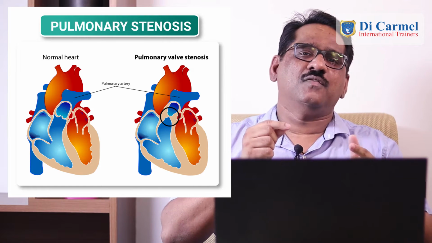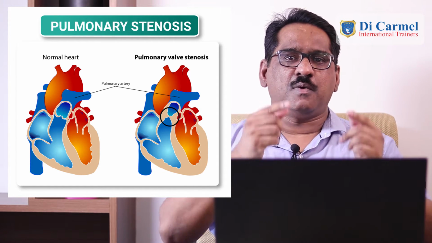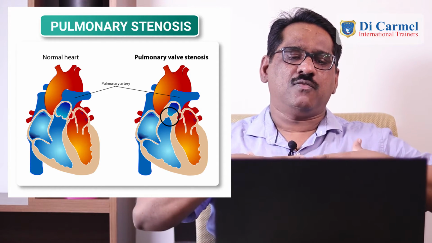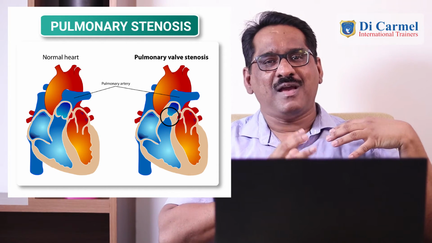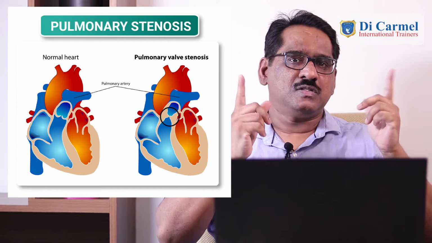And the 2 remaining conditions are much easier to understand. You can see here pulmonary stenosis, which is narrowing of the pulmonary valve. And when there is pulmonary stenosis, what is going to happen? Blood flow to the lungs can reduce. That's going to cause too much pressure to build up in the right ventricle. So that's pulmonary stenosis.